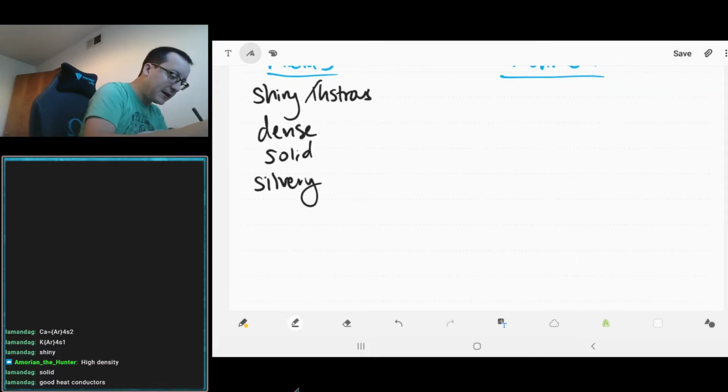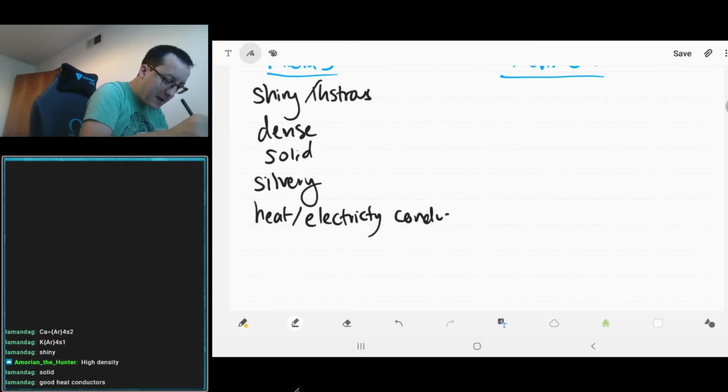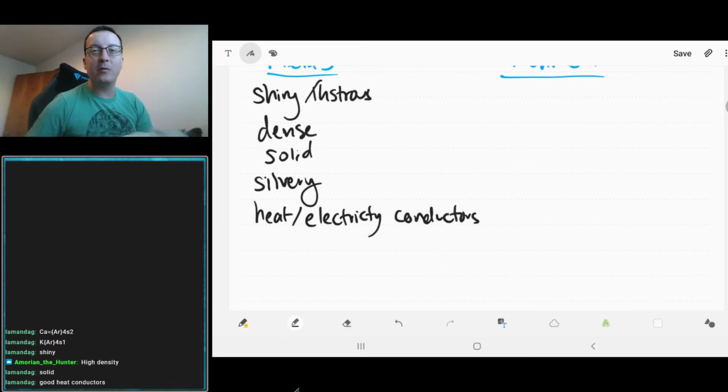Yeah, they're good heat conductors. We make our wiring out of copper because copper is a good conductor of electricity. We also know that we could make cookware out of copper, or iron or aluminum or whatever, because they also conduct heat very well.